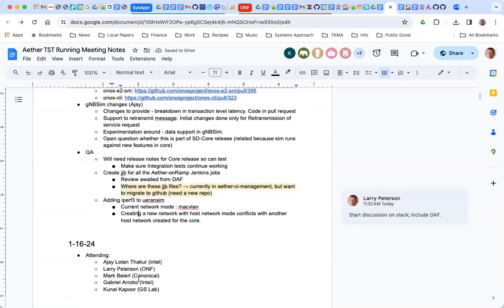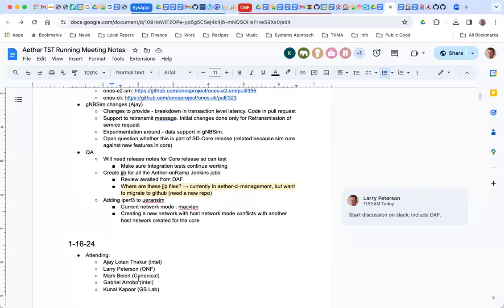Okay. Moving on to the next bullet, which is adding iPerf3 to UE ransom. While discussing with one of the team members of ESnet, we finalized changing the network mode to host. While using the host network mode, we are seeing a conflict with another host network which gets created for the core, I think.